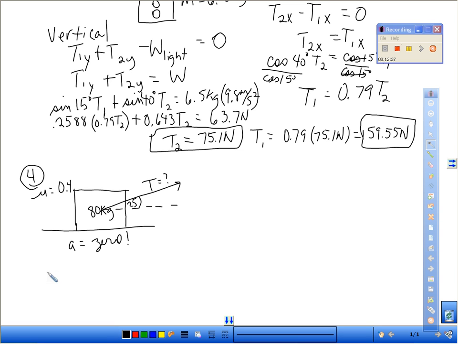And basically what we want to do is we want to pull hard enough so that the friction between the box and the surface is broken. So we just barely want to set it into motion. So we're trying to figure out how much tension does it take to do that. Again, I want to look at horizontal and vertical. So let's do the vertical first.